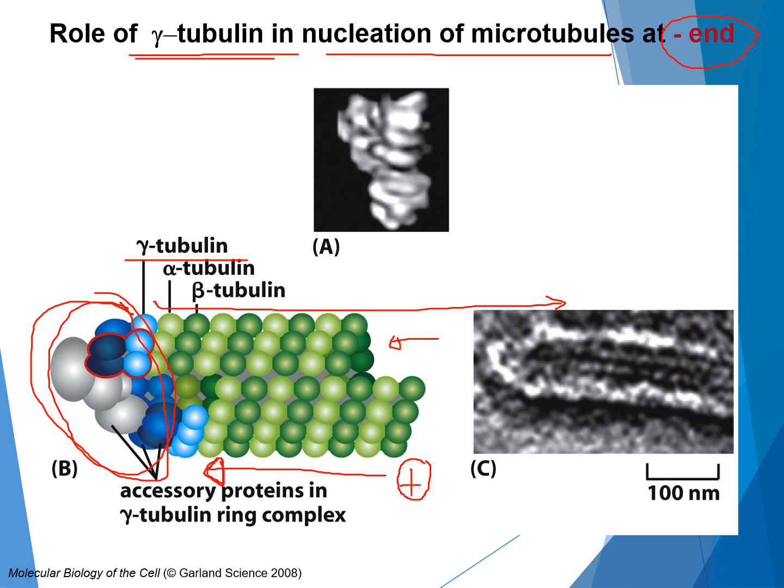Here is how we look at this microtubule during nucleation, and you can see here it has a blunt end, where the gamma tubulin is over here to become a nucleus for the polymerization of alpha and beta tubulin dimers.